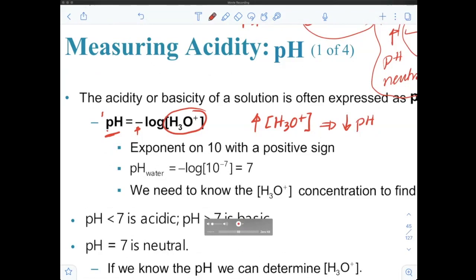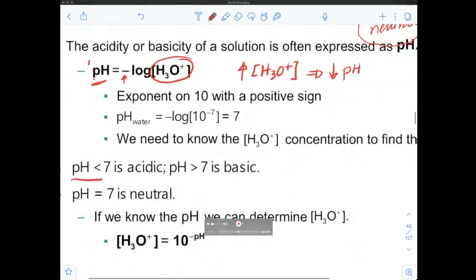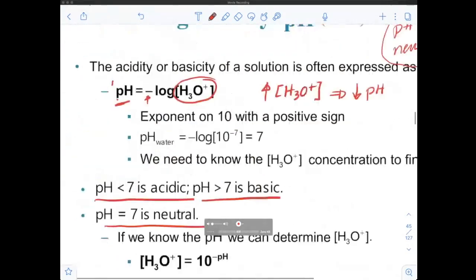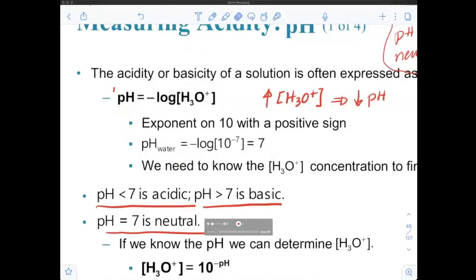And so moving on from here, we're told a pH that's less than 7 is acidic, a pH larger than 7 is basic, and a pH equal to 7 is neutral. So you want to make sure you have this formula written down as we go through formulas. I'm covering everything you need to know, but this formula has to be written down somewhere as you're summarizing your notes to study for your homework and the exam.